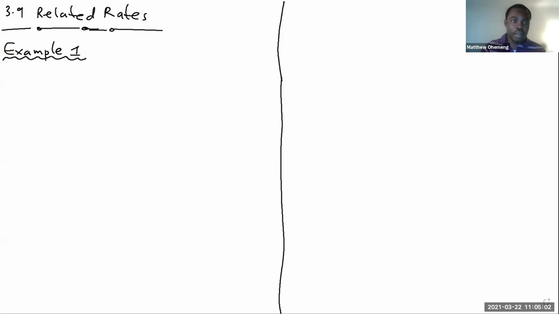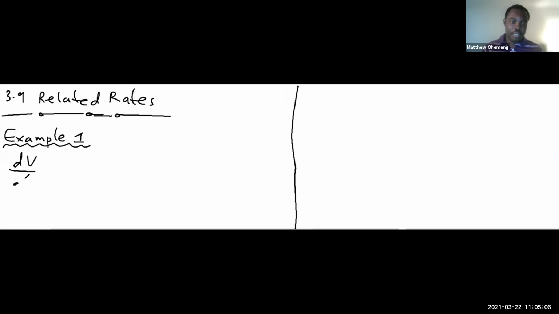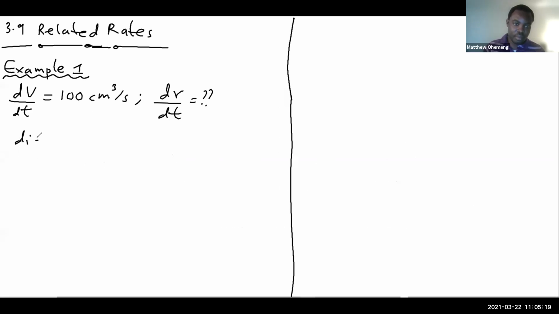So example 1, we are given dV over dt to be equal to what? 100 centimeter cubed per second. And then we are asked to find dr over dt, right? And the diameter is 50. Now, the equation that relates the volume and the radius is the volume of a sphere, which is 4/3 pi r cubed. And the question is asking for dr over dt.